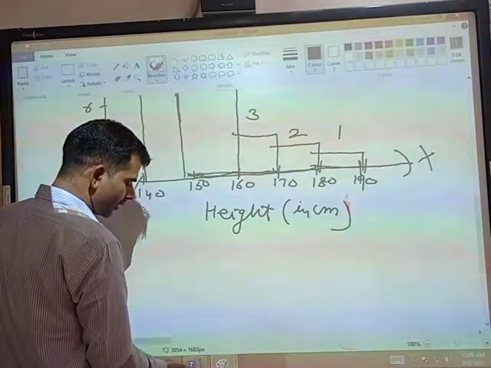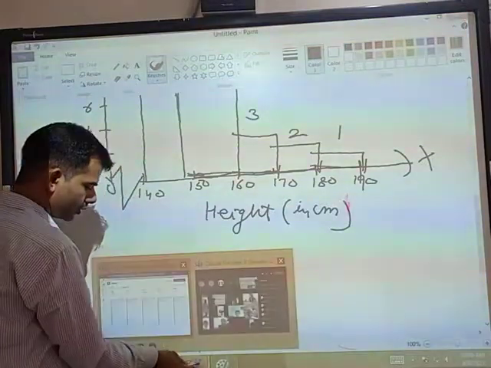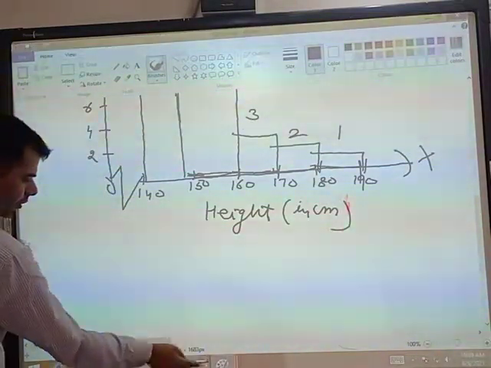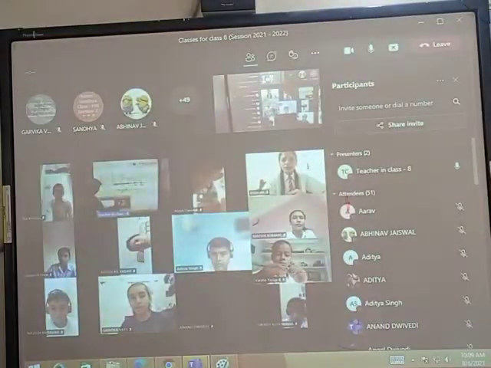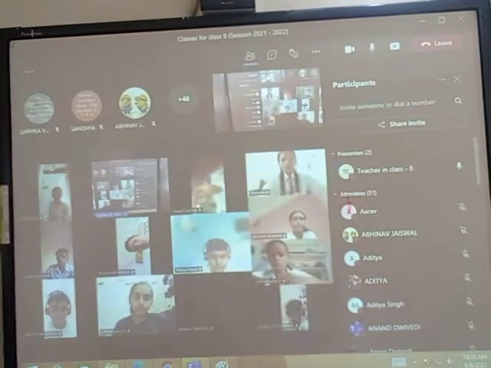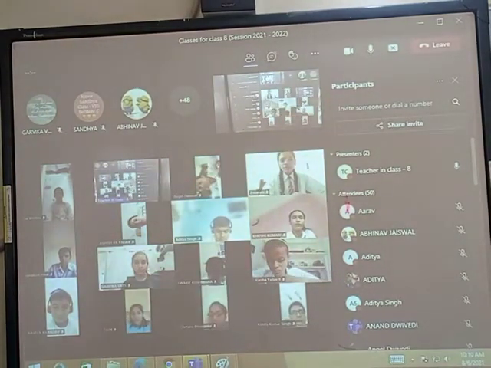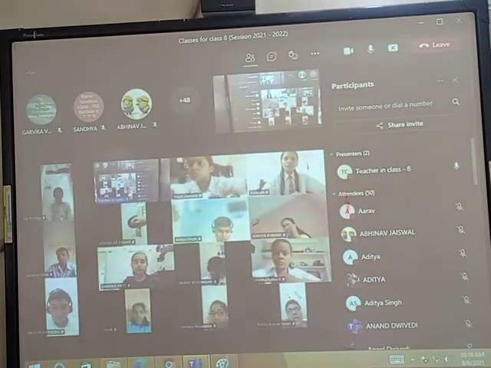You have to draw this histogram in a graph notebook. So the height of competitors in an athletic meet we can represent by a histogram.